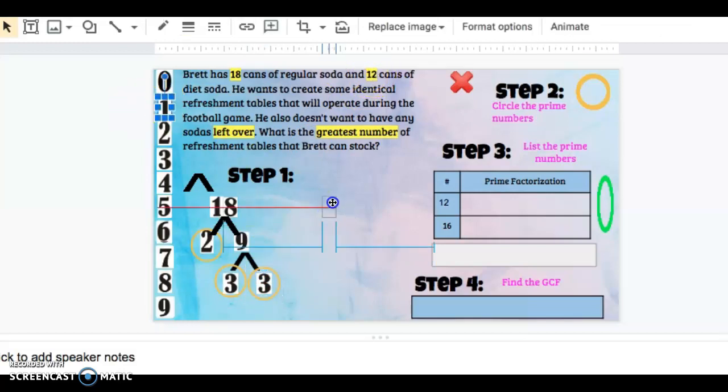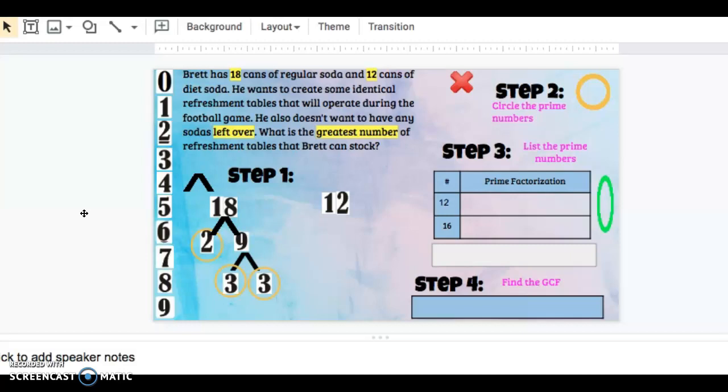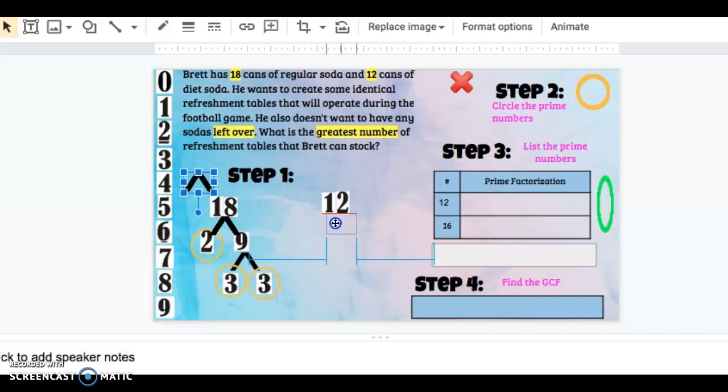So I'll put my 12 down. And I know that 12 is composite because 1 times 12 gives me 12, 2 times 6 gives me 12, 3 times 4 gives me 12. So I'm going to go with breaking it down. And I'm going to do 2 and 6 because that was the first one I said, minus the 1 times 12. So we're going to do 2 times 6. And I know 2 is prime because I figured it out in 18. So I'm going to circle 2.